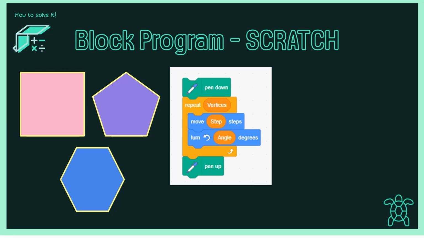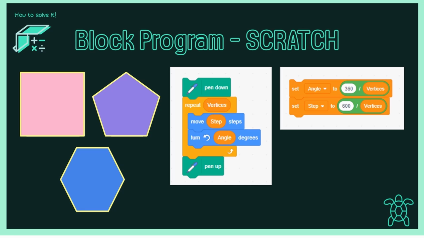And how can you get the steps and angles here? I set the angle to 360 divided by the number of vertices. I set steps to 600 divided by vertices because when I use the same steps, the size of the polygon increases dramatically. I make the steps inversely proportional to the number of vertices.